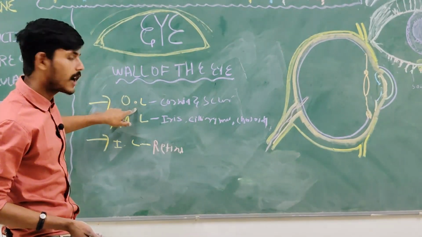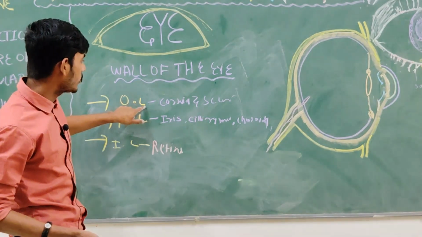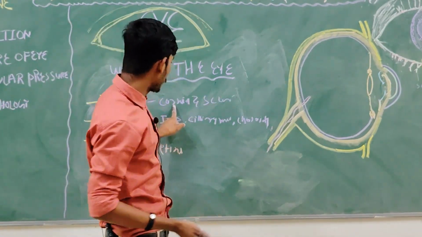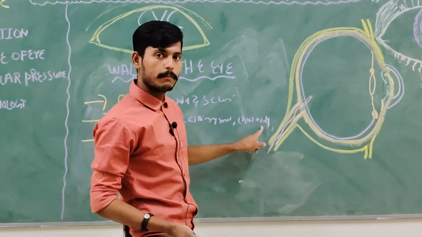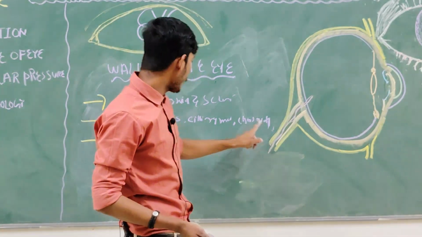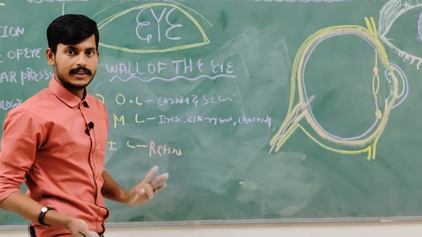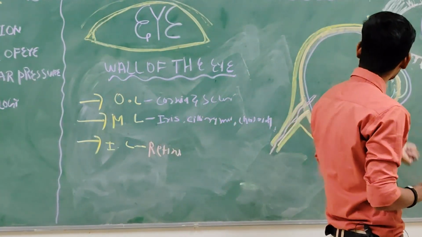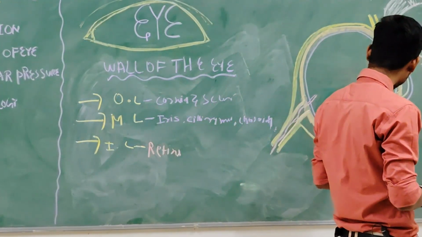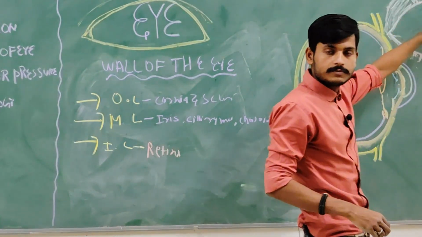Now once again, the eyeball is made up of three layers. The first one is called the outer layer, the second one is the middle layer, and the third one is the inner layer. The outer layer is the cornea and sclera. The middle layer is the iris, ciliary body, and choroid. And the inner layer is the retina. Now come to this diagram and mention those parts.